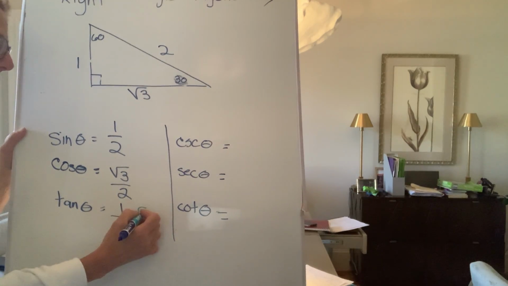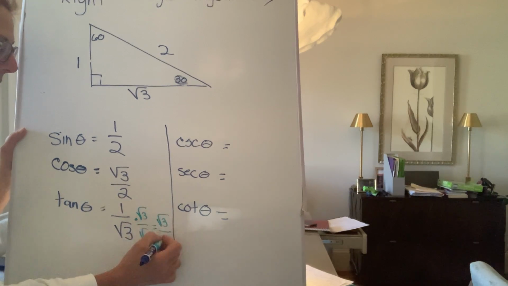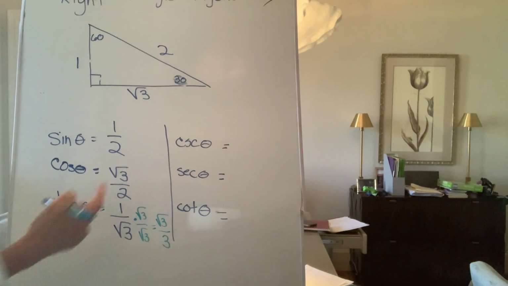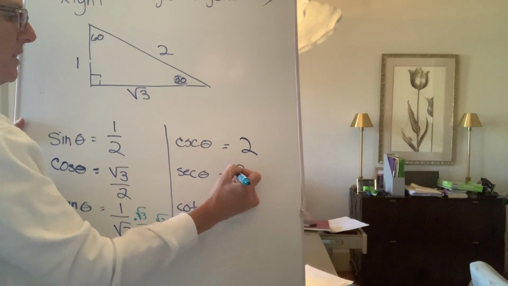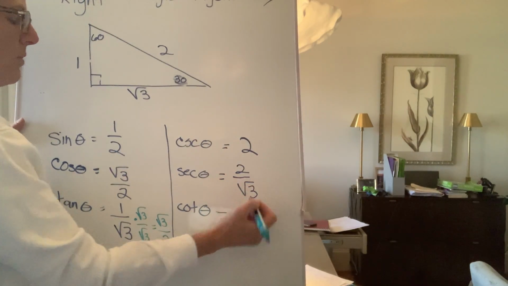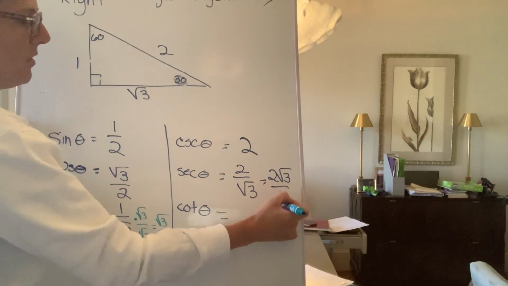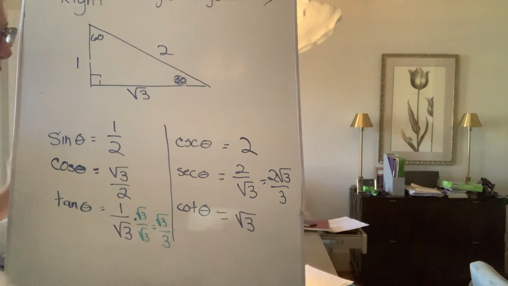This is where we need to remember to rationalize the denominator. And remember what that means: multiply the top and bottom by the square root of 3. So my answer would be square root of 3 over 3. Cosecant is just the inverse of sine, so I get 2 over 1. Secant would be 2 over square root of 3, and again, I would have to rationalize that denominator, so I would get 2 square roots of 3 over 3. And cotangent would be square root of 3 over 1, which is just square root of 3.